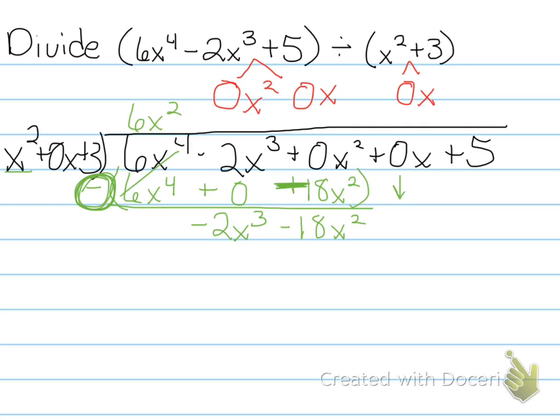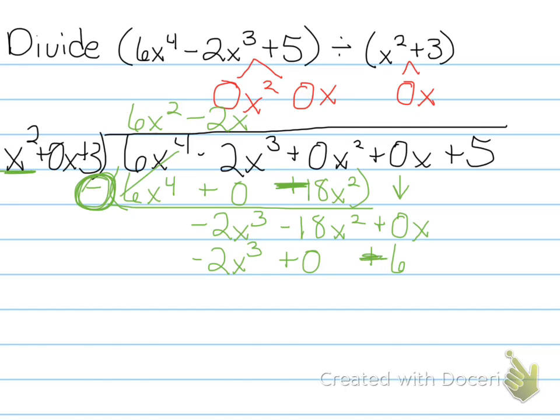So then again, just as we did before with long division, I'm going to bring down the next term, which would be the 0x. So then go back to your divisor. What is it that I need to multiply my x squared by to make it become a negative 2x cubed? Well, that would be a negative 2x. So then if I multiply negative 2x times all of x squared plus 0x plus 3, negative 2x times x squared would be a negative 2x cubed. That's what I wanted. Negative 2x times 0, well, that's still just 0x. And then negative 2x times 3 would be a plus 6.